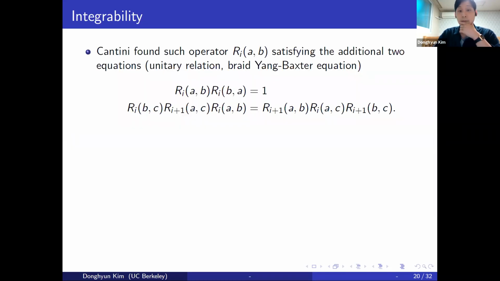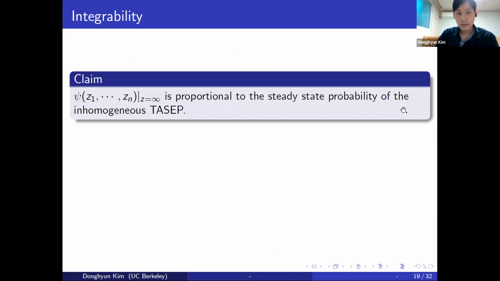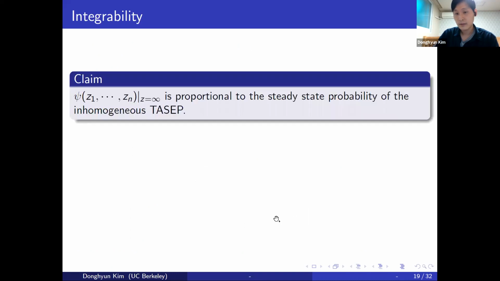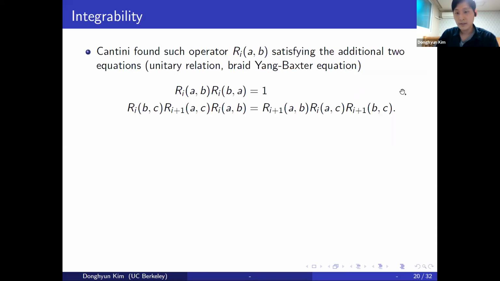So Cantini found such an operator R_i(A, B) satisfying two additional equations. The first one is called the unitarity relation, and the second one is called the Yang-Baxter equation. So in the exchange equation, you can see that R_i acts like the simple transposition. These two conditions are actually necessary for that.